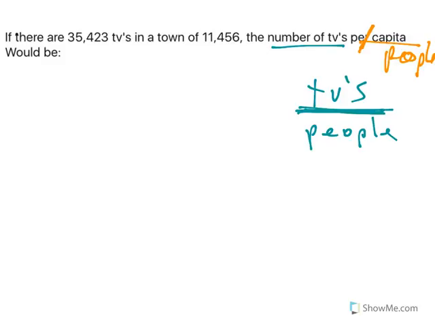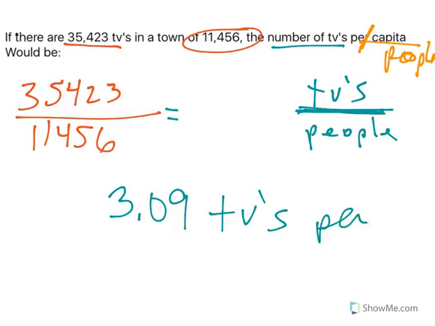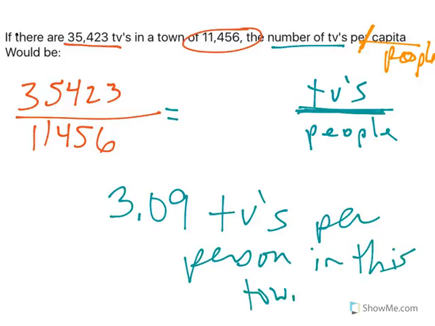So in this case, we have how many TVs? 35,423 TVs in this town. So 35,423 is our numerator in a town of 11,456. So that's how many people we have. So we have TVs over total number of people, and we divide. When we divide those two numbers, we end up with 3.09. So that means we have 3.09 TVs per person in this town. You want to be as specific as possible. That's not worldwide. That is just in this town.